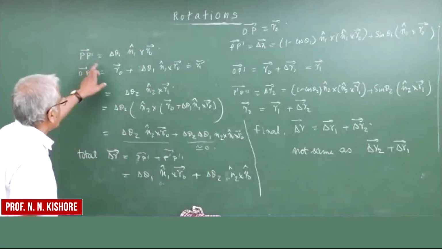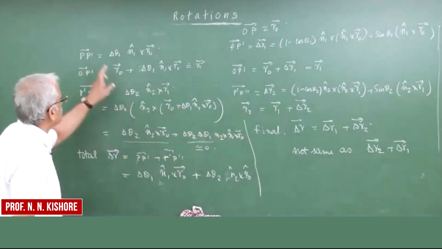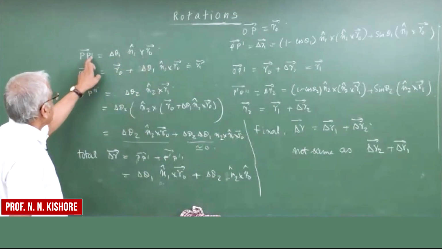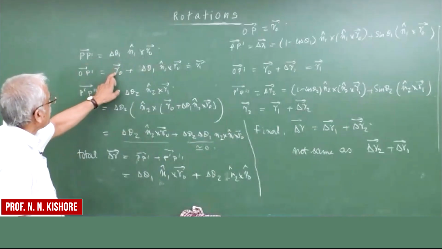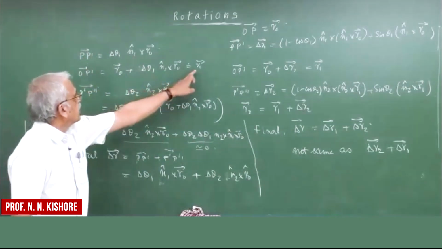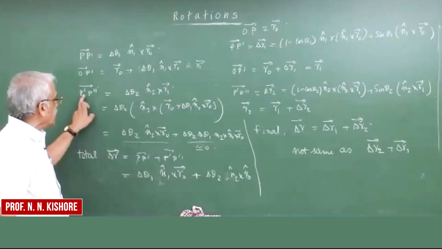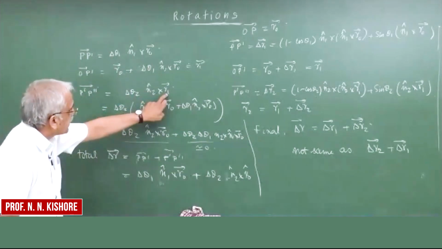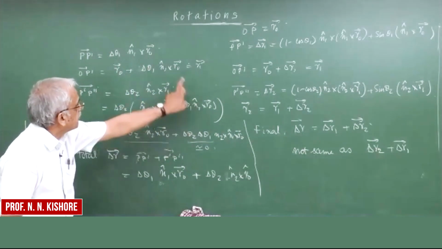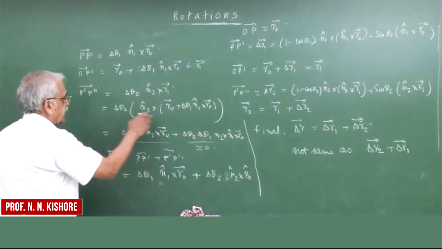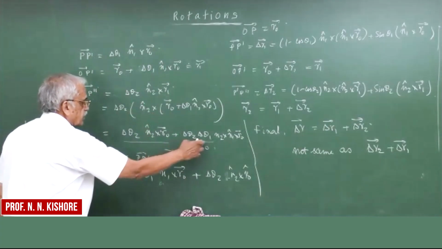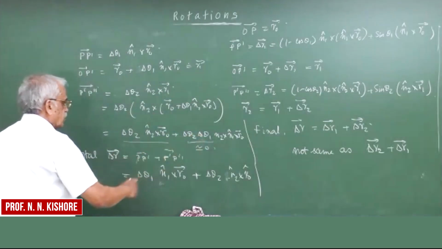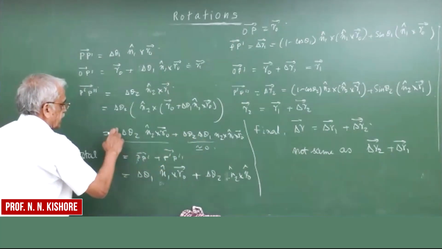Yeah, probably making that assumption. So PP' is Δθ1 n1 R0, and the new vector OP' will be R0 plus this one, which becomes R1. Then the next increment P'P'' will become Δθ2 n2 and here we have R1, in which place we have substituted this. And again here, there are two terms. The second term is higher order, Δθ2 Δθ1 multiplication, so it is approximately 0. So finally this is the result.